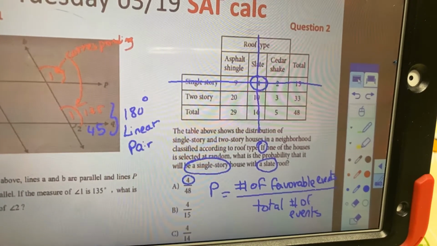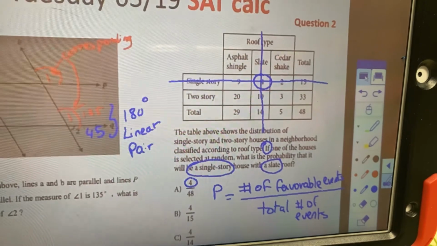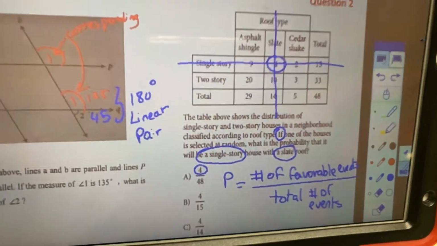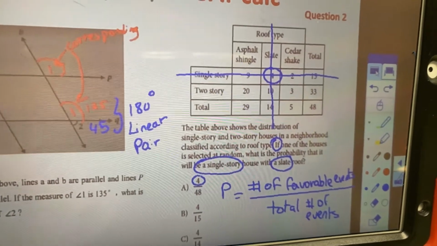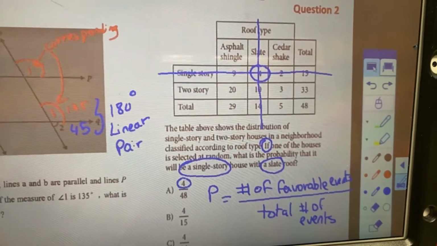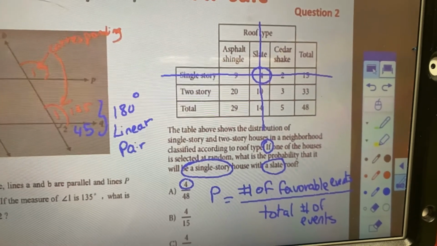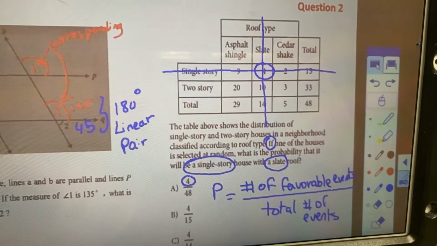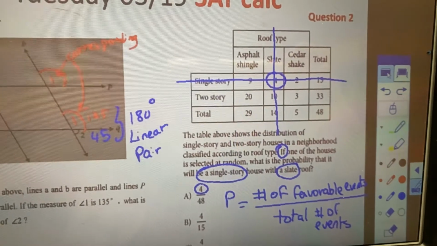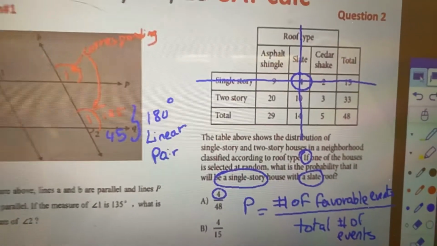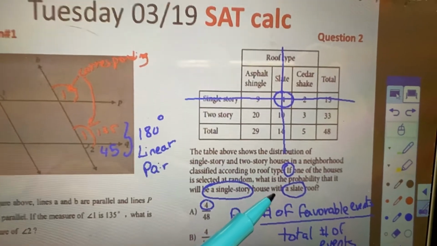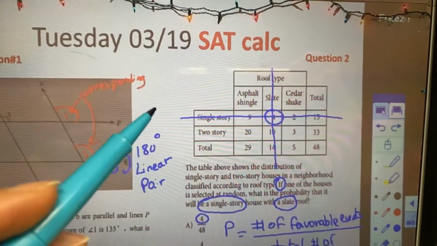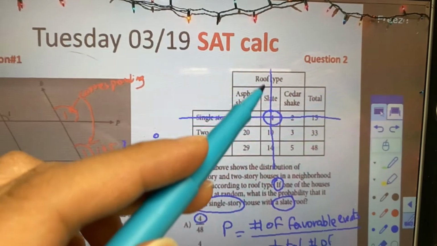The question is, the table above shows the distribution of single-story and two-story houses in a neighborhood classified according to the roof type. If one of the houses is selected at random, what's the probability that it will be a single-story house with a slate roof? So as you see, I made lines in the table, and here it's not very clear, but "with" also could be substituted with "and." So you're looking at the intersection, single story and slate roof.